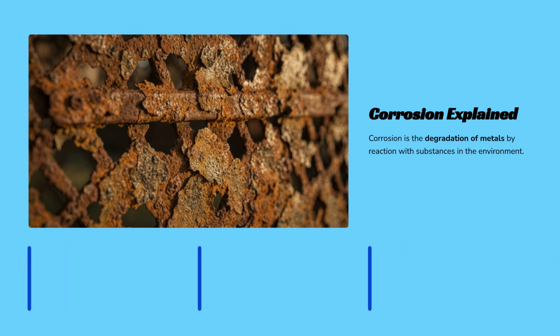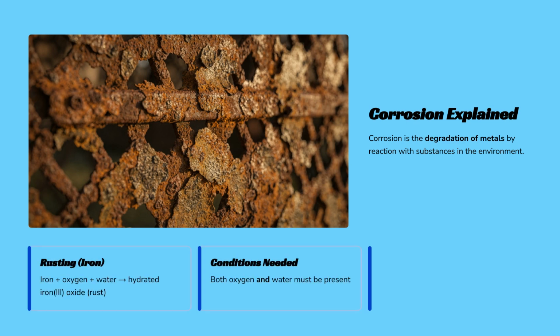Chapter 6 will cover corrosion, explaining why metals degrade and how we can prevent it. Corrosion is the degradation of metals by reaction with the environment. Rusting, specifically for iron, requires both oxygen and water to form hydrated iron 3 oxide. The chemical equation is shown on the slide.